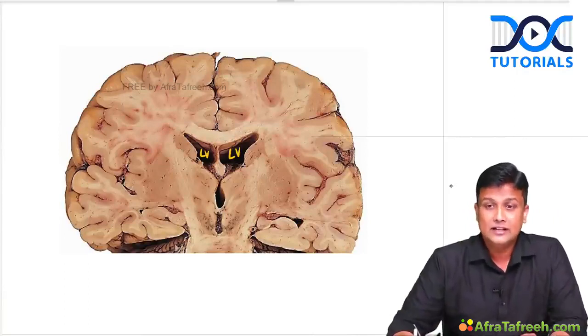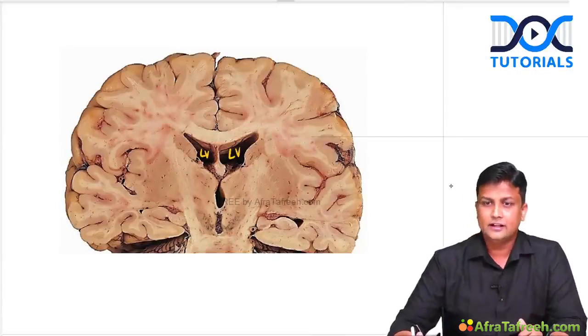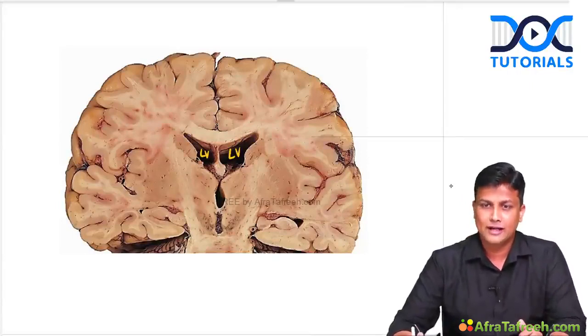And these two lateral ventricles are present in the telencephalon. Third cranial nerve originates from SC and fourth from IC.